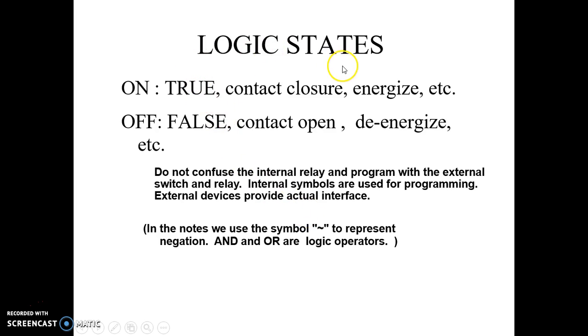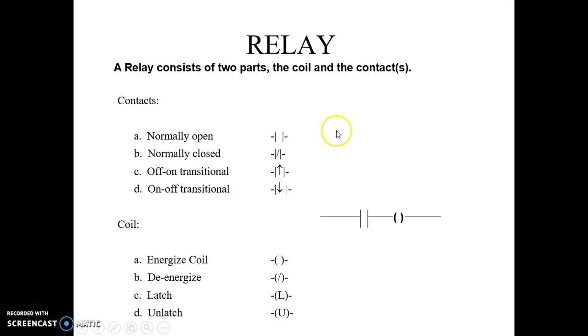Now we should understand the logic status, what is on and what is off. On means true for the condition. It may be contact closure or energization of the contact. Off condition means it is a false condition, or the contact is open, or de-energization of the contact.